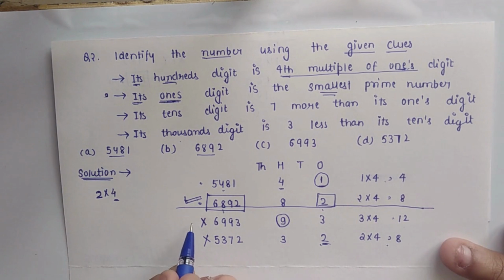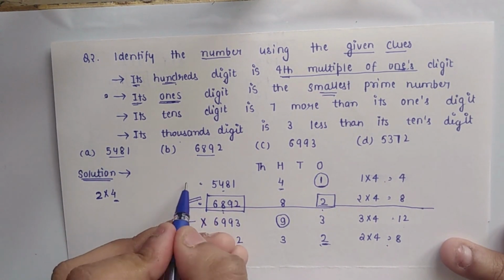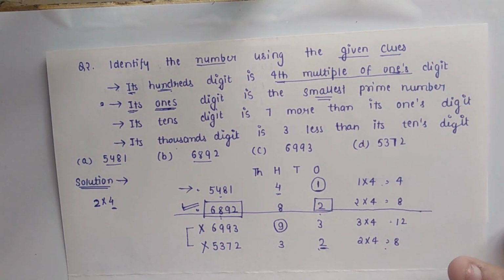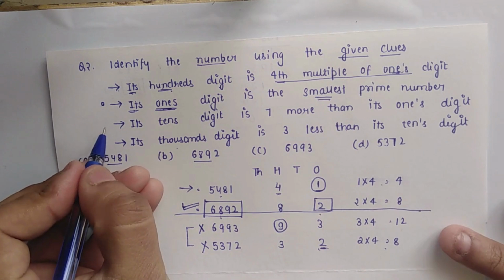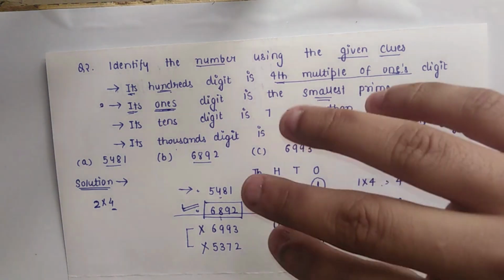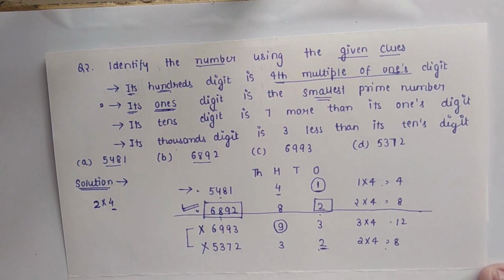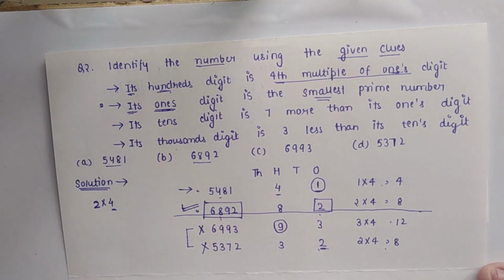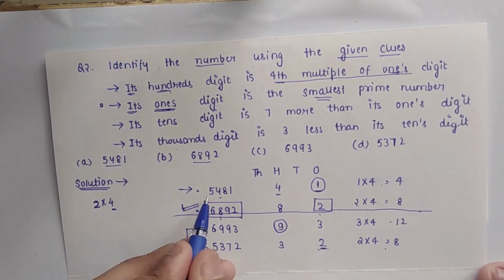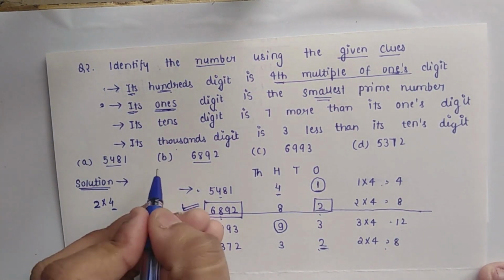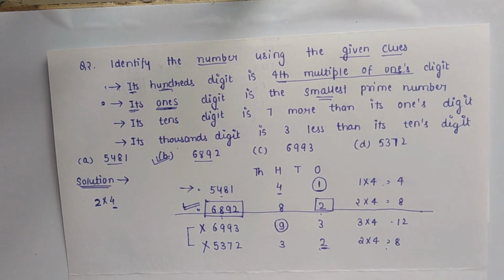From the first statement we eliminated these two numbers, and from the second statement we eliminated this number also, so we are left with 6892, which will be the answer for this question. We don't need to even check the third and fourth statements, because all the other options have been eliminated. If after the second statement the other numbers were not eliminated, then we would have to check statement number 3. But right now all the other numbers have been eliminated using these two statements, so we need not look at the third and fourth statements, and we can right away put the answer as B.